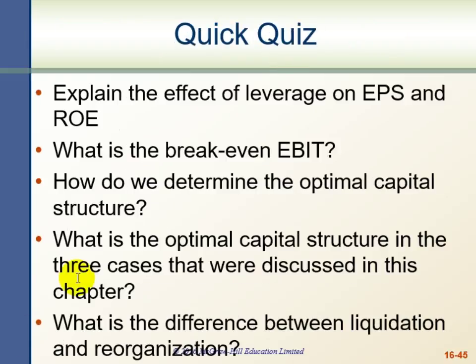So think about these questions as the quick quiz. What's the effective leverage on earnings per share and ROE? Those were the examples at the beginning where we talked about the current versus proposed situations and determined that leverage increases the variability of EPS and ROE. The break-even EBIT is the one where we determined that the earnings per share was the same in both cases.